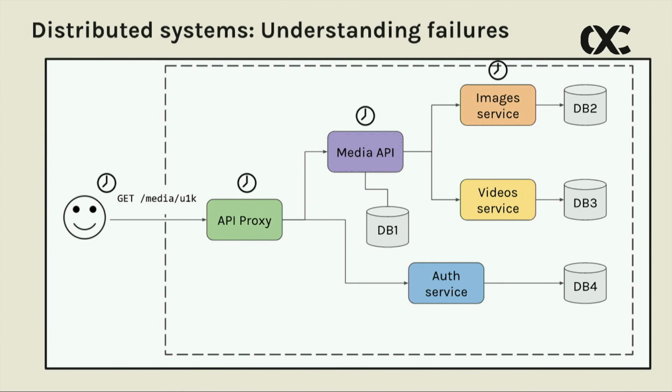And let's say we have a small latency here in the image service. Right? That small latency will be propagated across the services, from the image service to the media API, and from the media API to the API proxy. And then in the end, the user or the client will perceive that there is a latency. And we said, all right. Depending on your use case, that's acceptable or not.